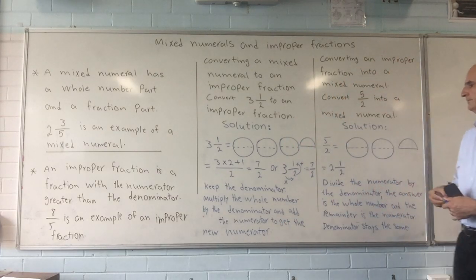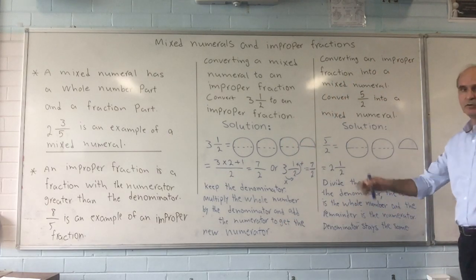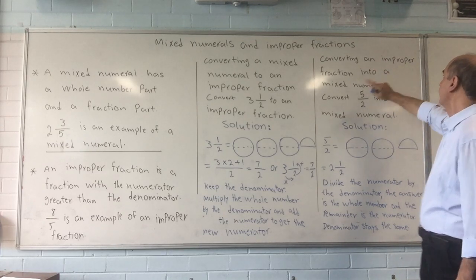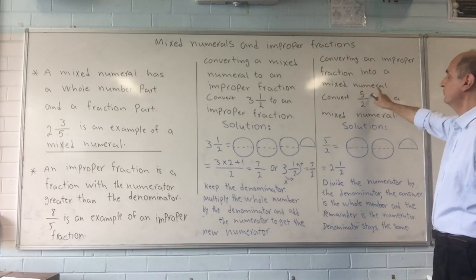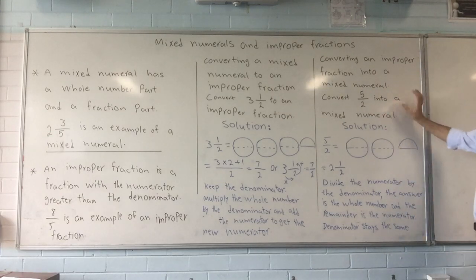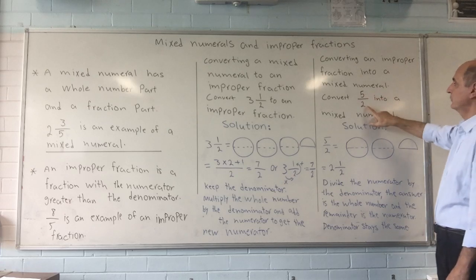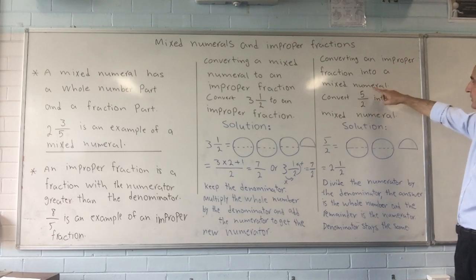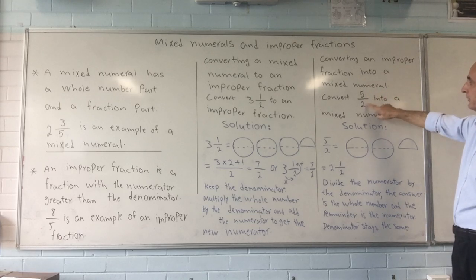All right. That is for this part. But how do we convert an improper fraction into a mixed numeral? So we are going backward. Here they are giving us 5 over 2. This is an improper fraction. How do I know it is an improper fraction? Because the top is larger than the bottom.